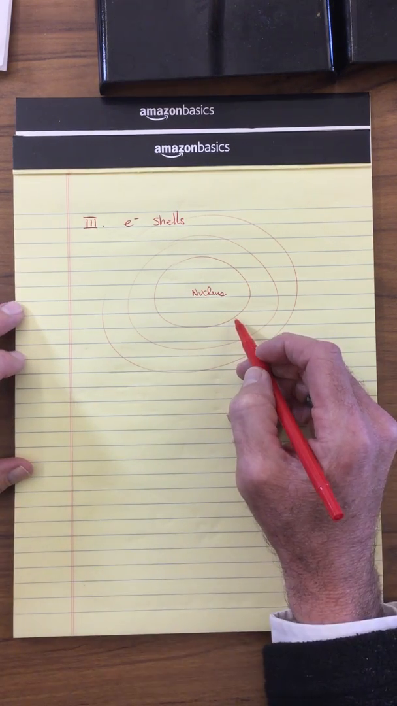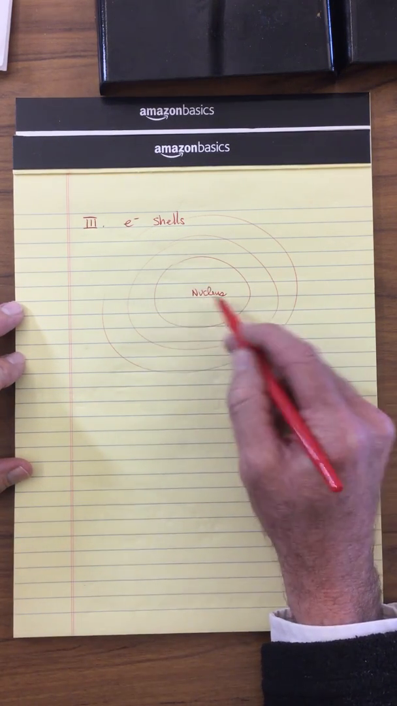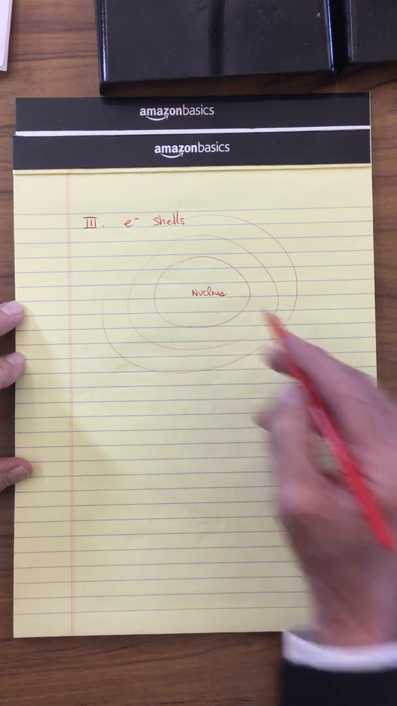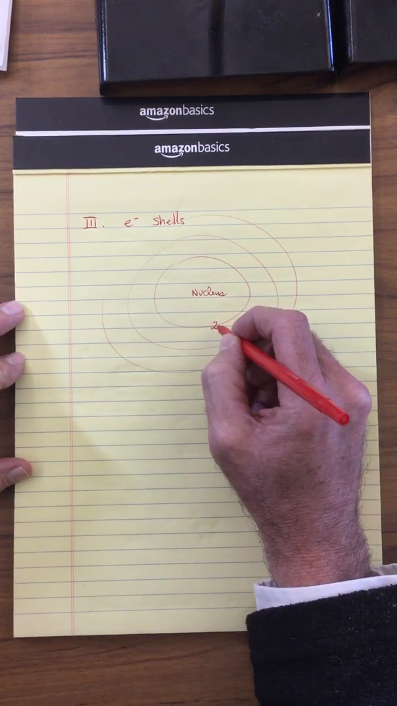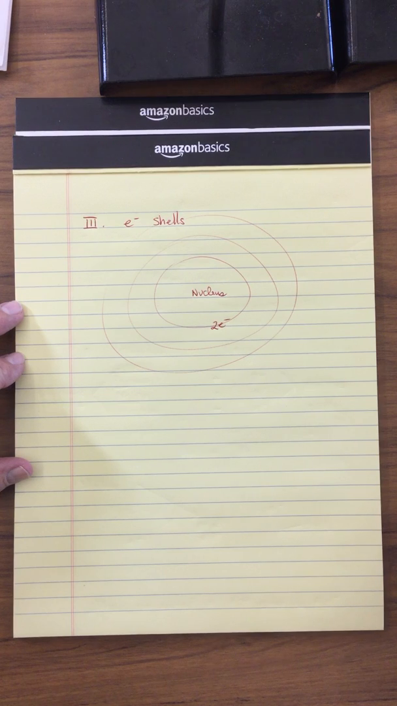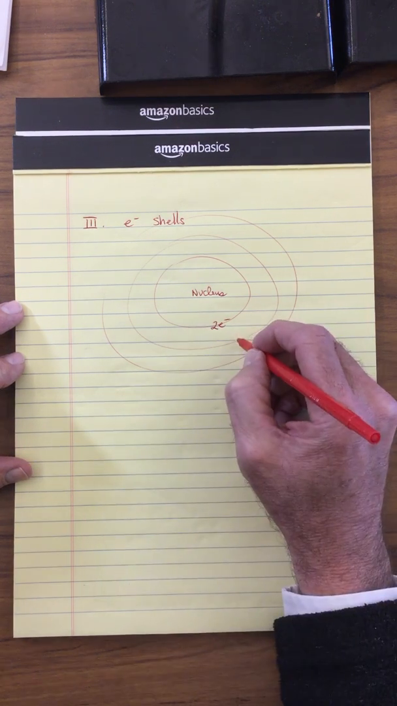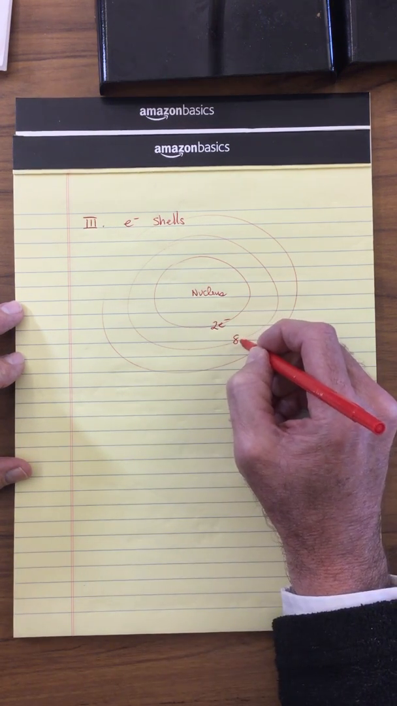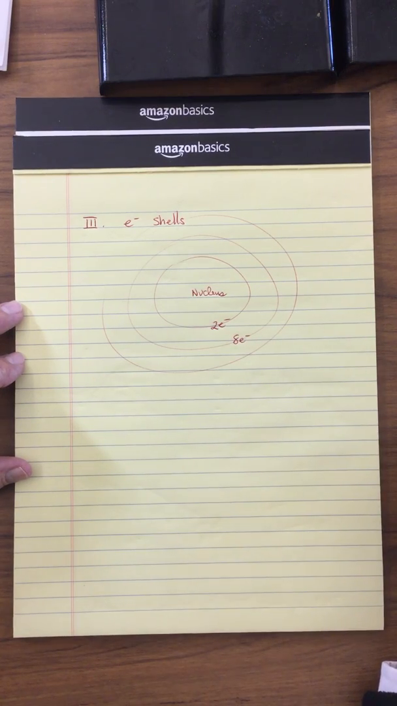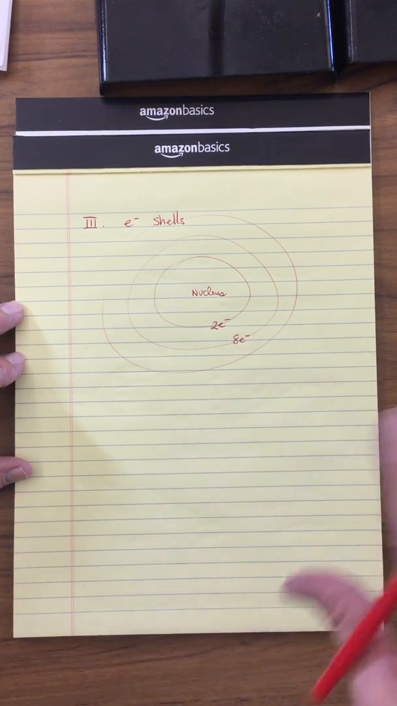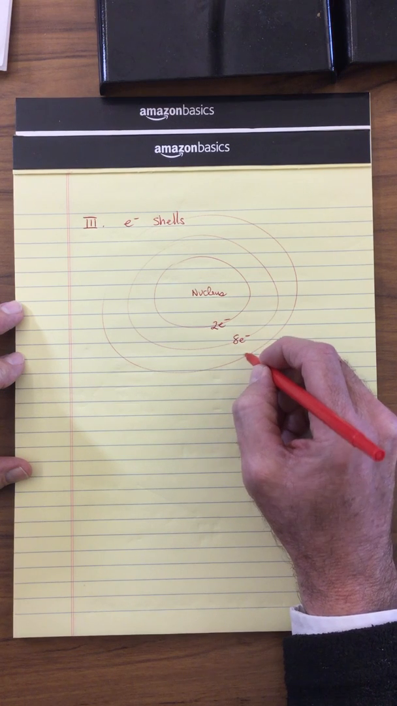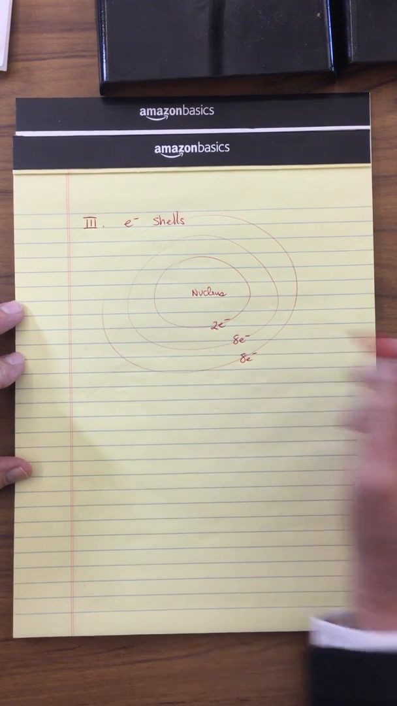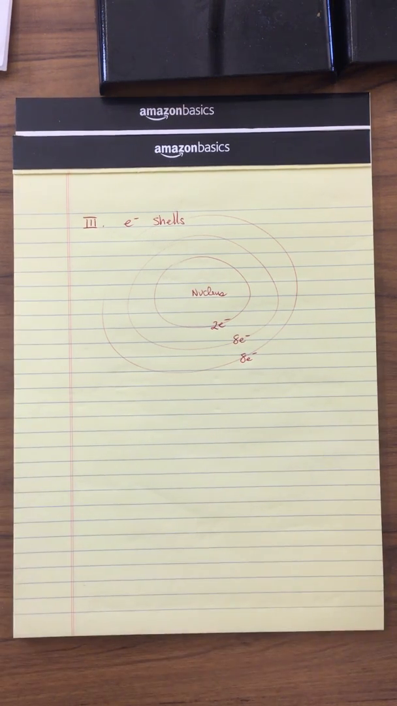The maximum number of electrons that you can put in the innermost shell that is next to the nucleus is going to be 2 electrons. The maximum that you can have in the second shell is 8 electrons. And for now, we're just going to say that the maximum that you can fit in the third shell is also going to be 8 electrons. These are important numbers to know.